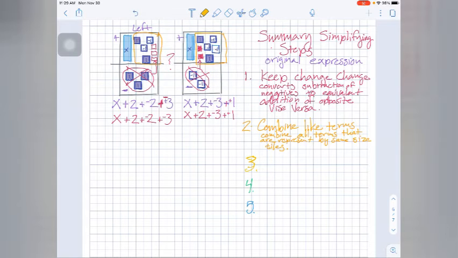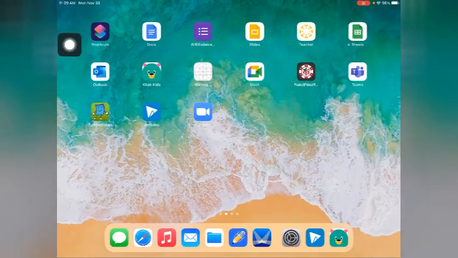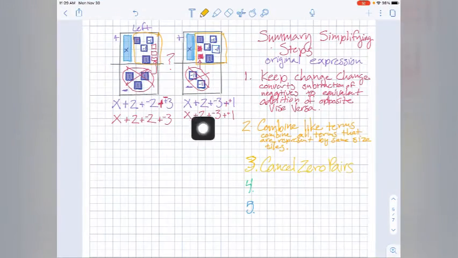One thing that happens is we can cancel 0 pairs. Canceling 0 pairs is actually part of combining like terms. I said combining like terms first because we've already combined some of our terms. Like I've already said, 1 plus 1 equals 2 and -1 plus -1 equals -2. I've already done a little bit of combining, but now I'm going to cancel some 0 pairs.